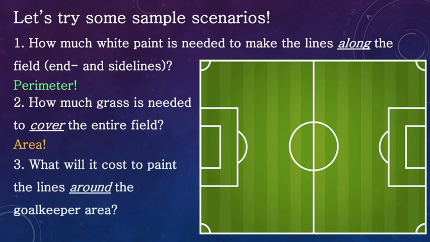Third scenario, what will it cost to paint the lines around the goalkeeper area? So if you don't know what the goalkeeper area is, it's essentially around here. So we have one on the left here, and of course the same thing on the right. So what am I asking here? Perimeter or area? 5 seconds.